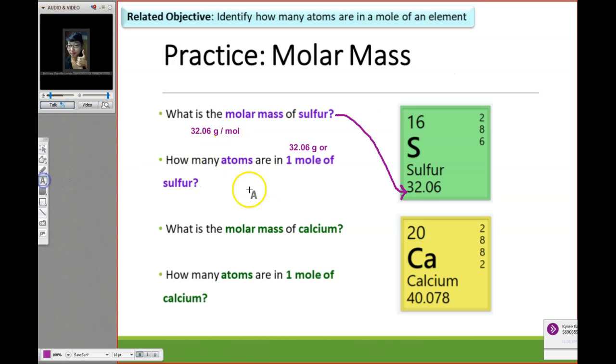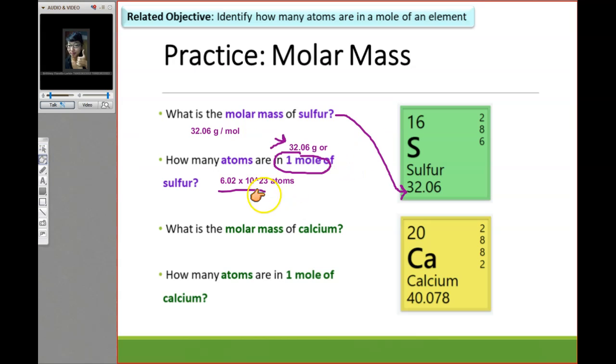You are correct. In 1 mole of sulfur, there's always going to be 6.02 times 10 to the 23rd atoms. That's just our magic number. That is Avogadro's number. As long as we know there's 1 mole, it doesn't matter if that 1 mole weighs 32 grams, if it weighs 100 grams, if it weighs 1,000 grams. If there's 1 mole, we know no matter what, that means 6.02 times 10 to the 23rd atoms or particles of that substance. Let's go ahead and practice one more time.